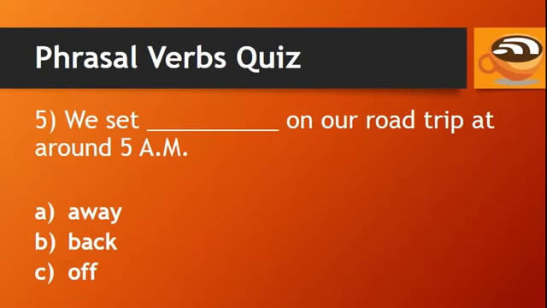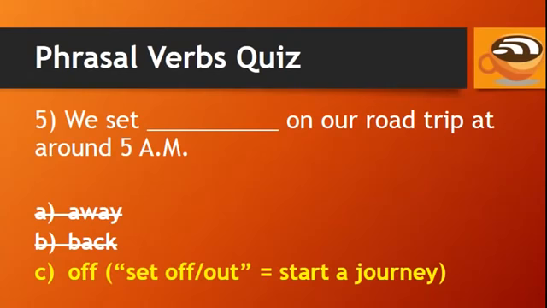Number 5. We set... on our road trip at around 5 a.m. The correct answer is off. The phrasal verbs set off and set out mean to start a journey.